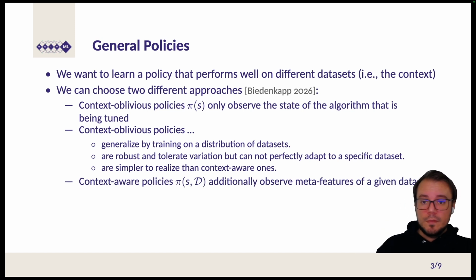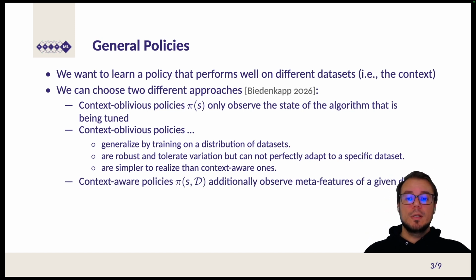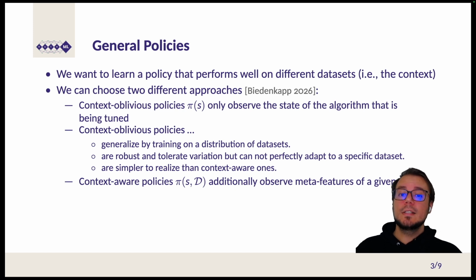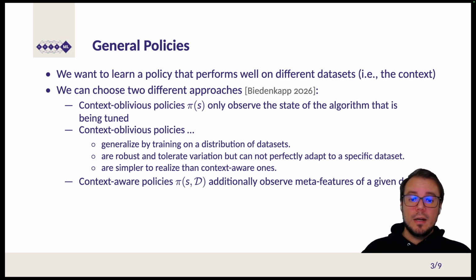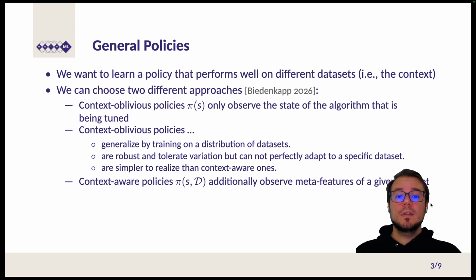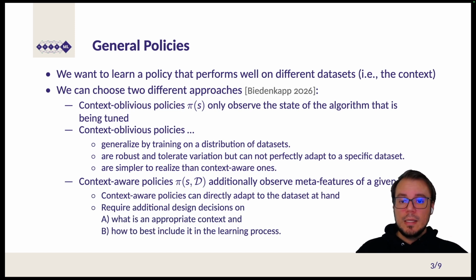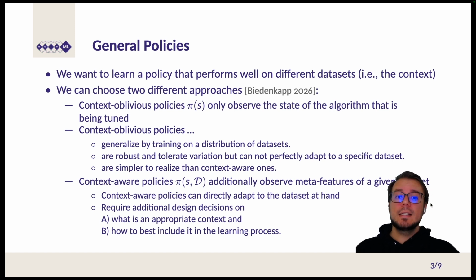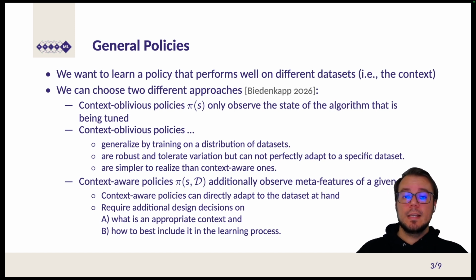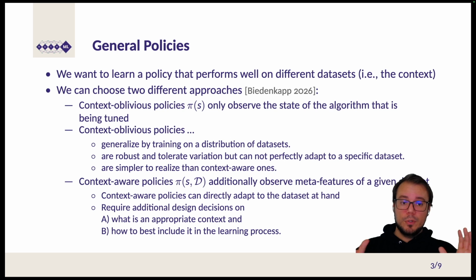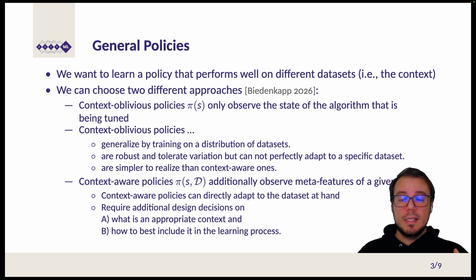Counter to the context oblivious policies, we have context aware policies, policies that explicitly take the context into account, right? They are conditioned on the context and they are able to observe certain meta features that tell us something about the context, something about the environment. They can directly adapt to the specific data set at hand. So if we have two potentially very different data sets, our policy can also behave very differently in these two data sets or in these two environments.